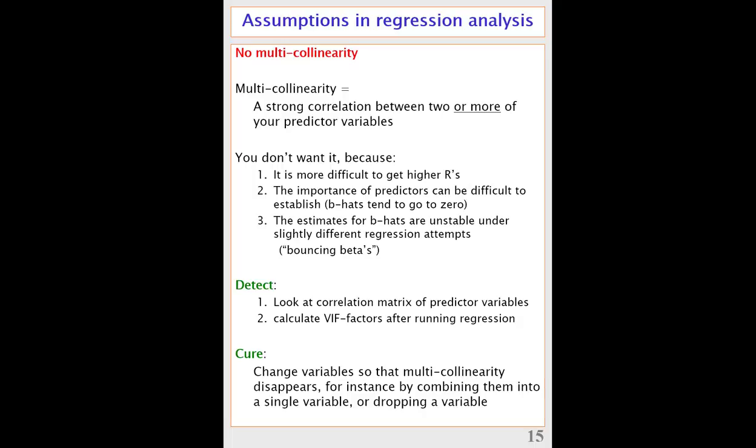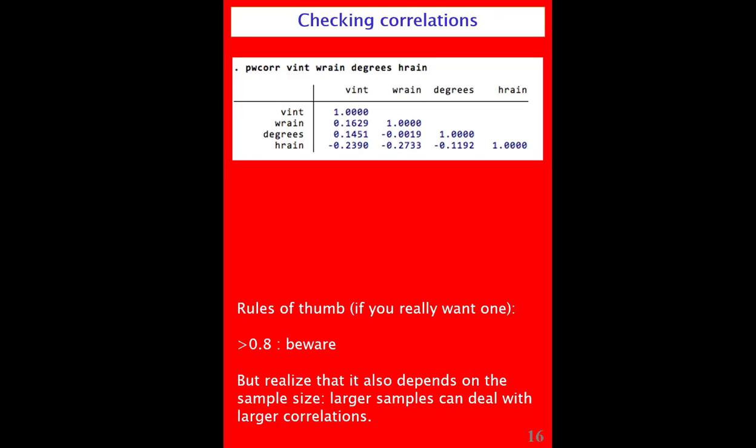Matters are a bit more complicated if you have correlation between more than two, so it could be that 1 and 2 together correlate very highly with the third one. That's more difficult to find, but generally what you have in there is two variables that for some reason or another correlate too highly. Let's see how this goes.